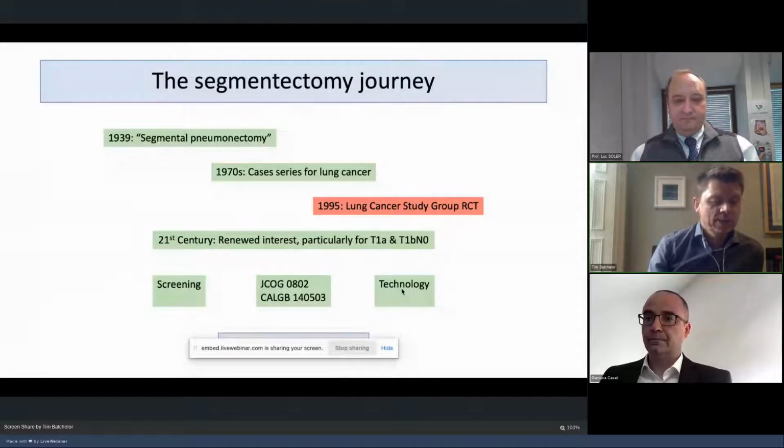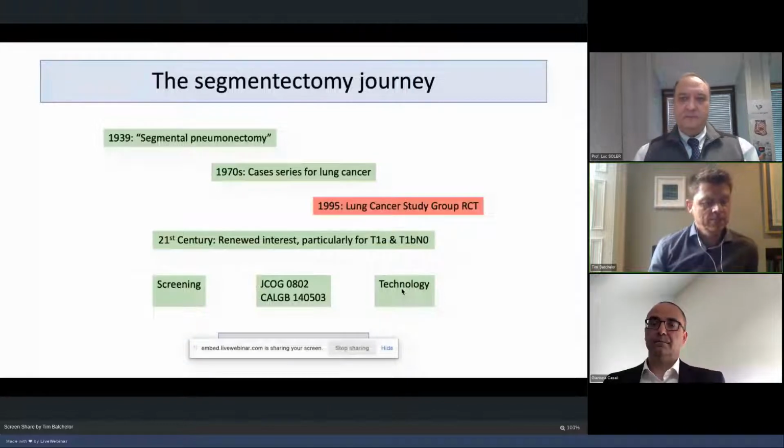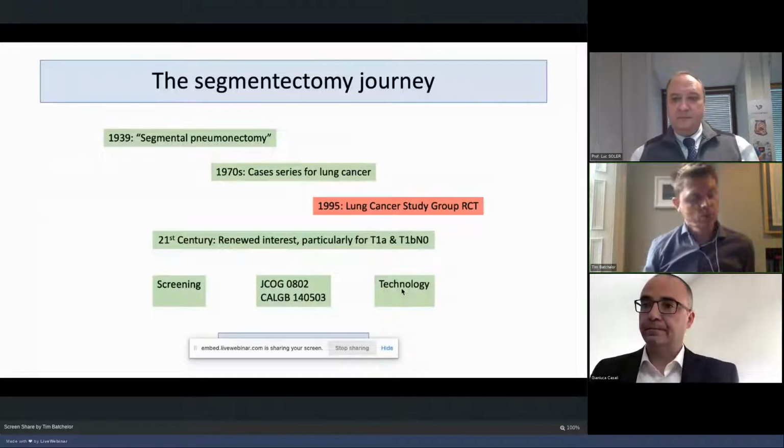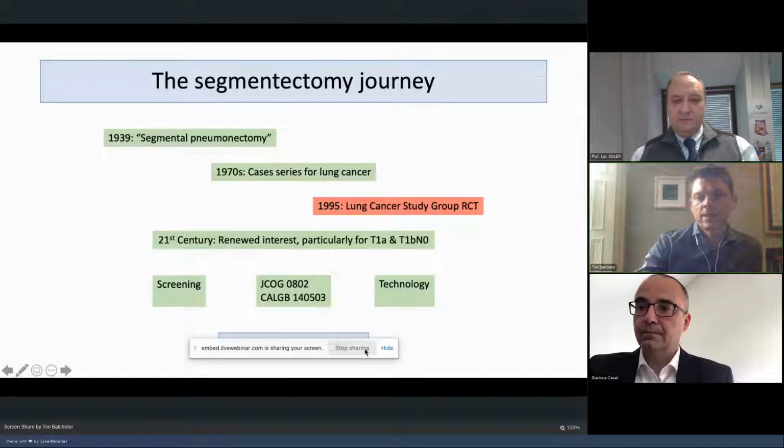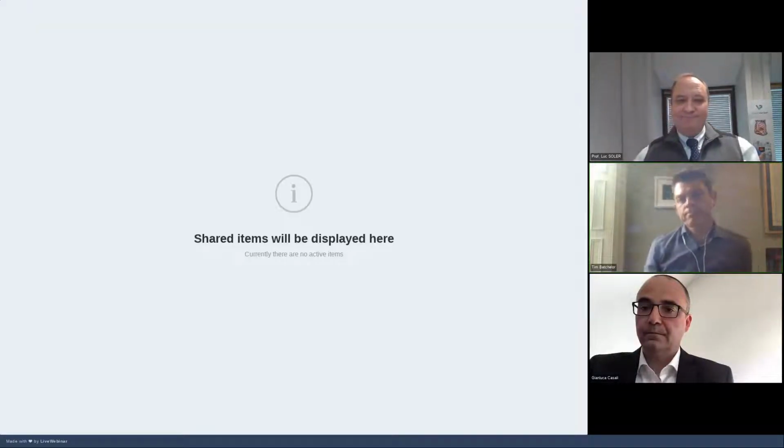What are the recommendations going to be? I'm not quite sure, but I think as technology enables us to do segmentectomy, and as the evidence becomes more secure, then it's likely that segmentectomy will become a popular option for our patients with early stage disease. Thank you very much.